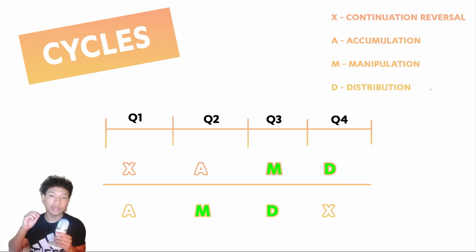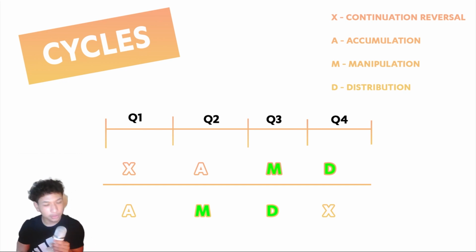So when I think about quarterly theory, I think about cycles. Quarterly theory sees the market in 4 cycles. So there's a yearly quarterly theory, there's a monthly quarterly theory, there's a daily quarterly theory. The point is, quarterly theory is fractal. So if you look at my key right here, I'm representing X as continuation or reversal, A as accumulation, M as manipulation, and D as distribution.